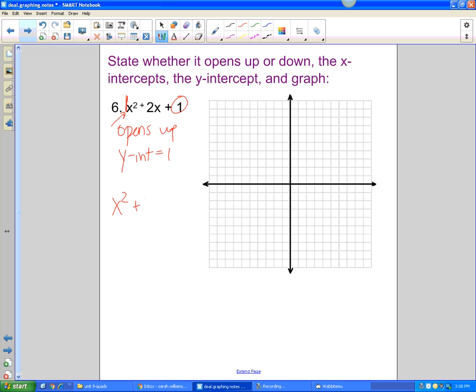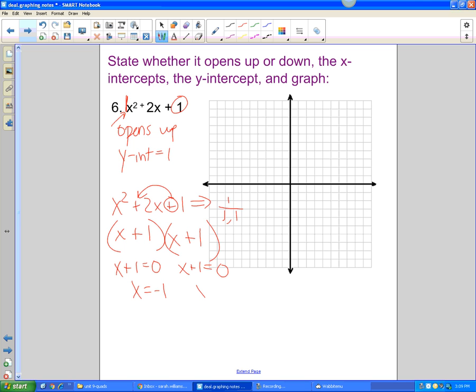And then you have to factor it. So 2 sets of parentheses. They're going to be the same. They're both going to be pluses on this one. X and X. What multiplies to give you 1? 1 times 1. Okay. All right, set those equal to 0. And you get the same thing for both. X is negative 1. So X is negative 1, Y is positive 1, and it opens up.